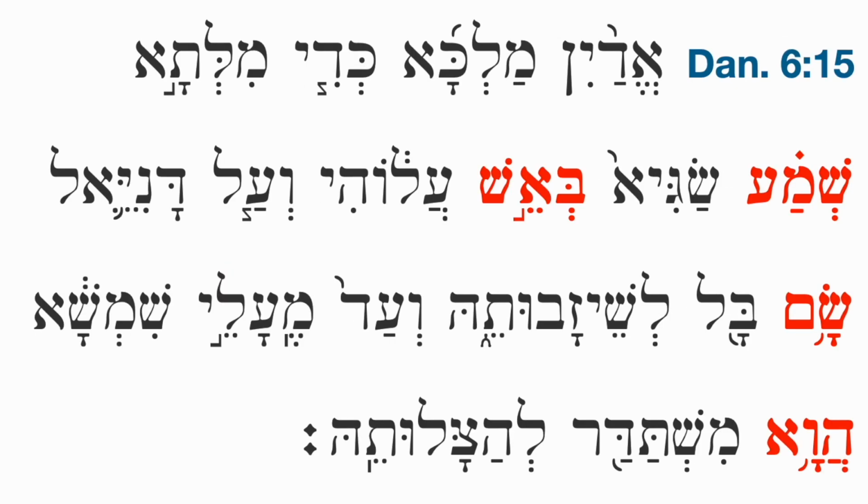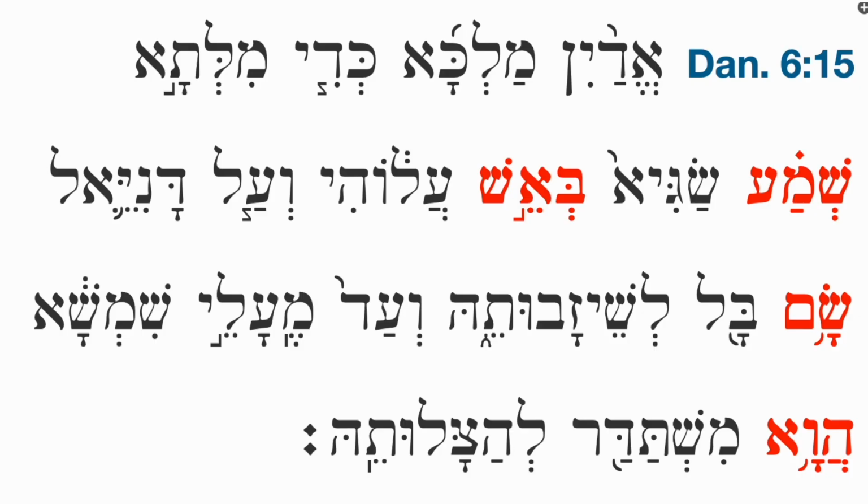In Daniel 6:15, we see another middle aleph verb, and that form is be'esh. So reading from the beginning of 6:15, it says, Adain malka kedi milta shma sagi be'esh aloi. So then the king, adain malka, kedi, when, milta, the matter, shma, he heard, so when he heard the matter.